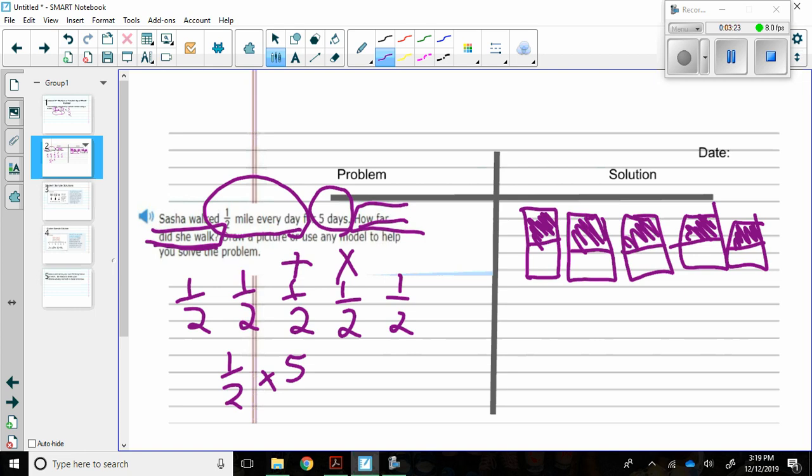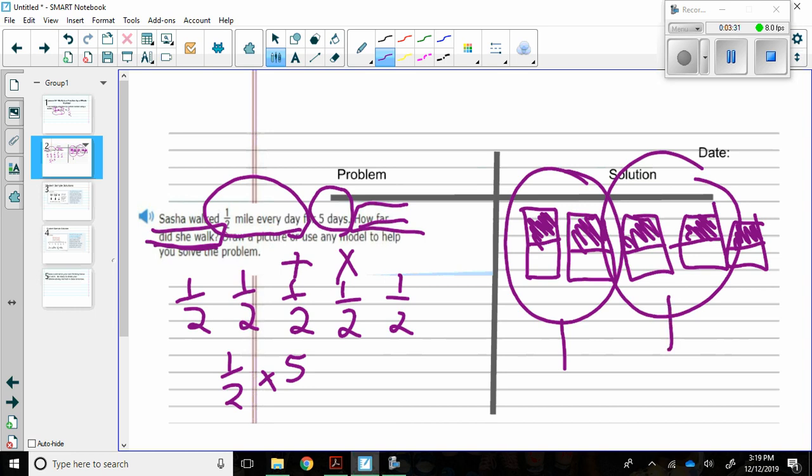So we have a 1/2 mile. Now we want to know how far she walked. Well, we know 2 halves make a whole. So right there in my model, I see 2.5 miles. So there's my model method.